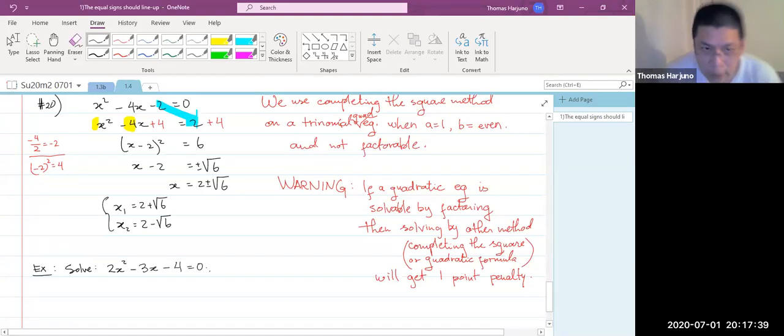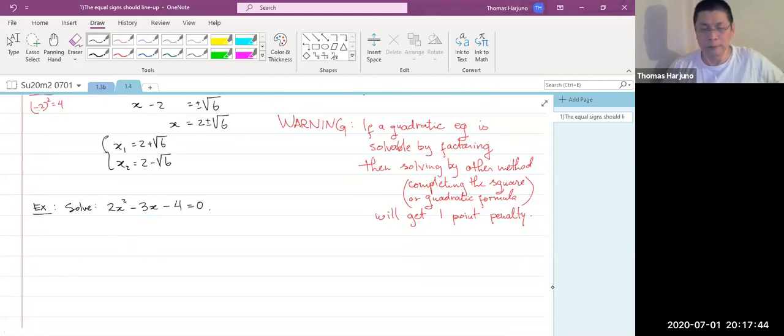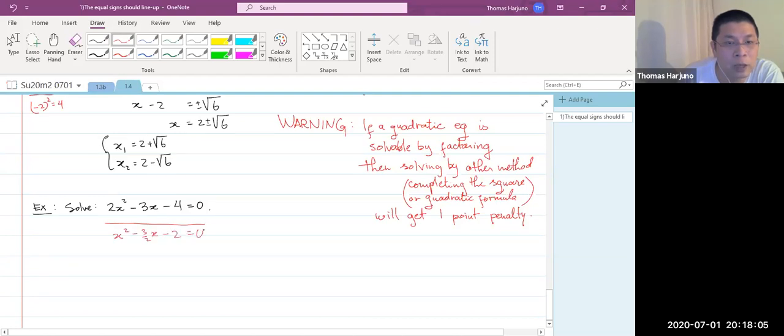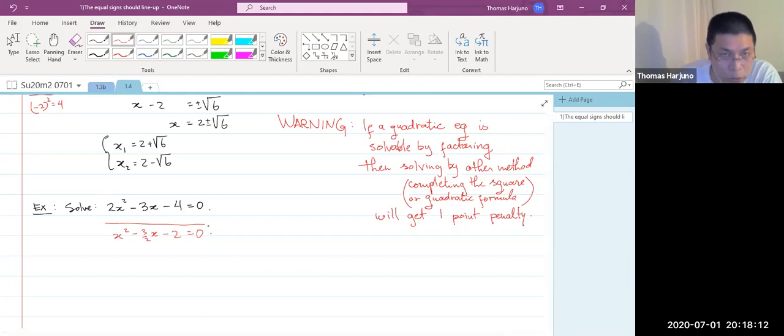Let's say we have that quadratic equation, and I believe it's not factorable. And the leading coefficient is not 1. Even if I divide by 2, well, if you want, this is just trying, okay? If I divide by 2, I will get 3/2 here. So even if I make the leading coefficient 1, the coefficient of x is not even. So I don't think I will go to completing the square method here.